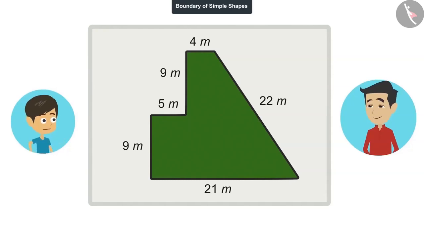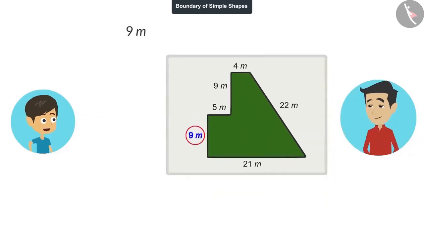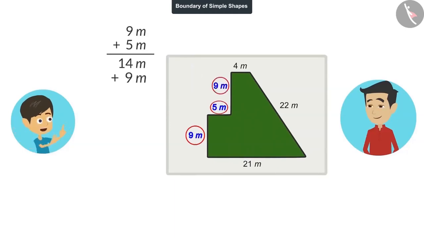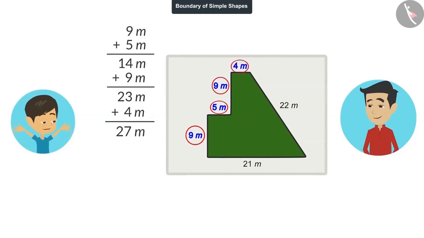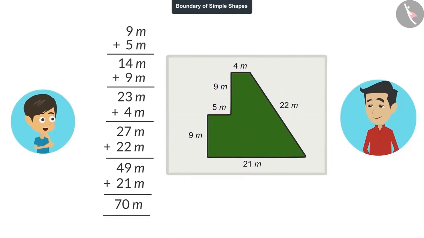Okay. This farm has 6 sides. By adding all these, I can find the length of the field's boundary. Yes. Tell me, what will be the length of the boundary? 9 meters added to 5 meters is 14 meters. 14 meters added to 9 meters is 23 meters. 4 meters added to 23 meters is 27 meters. 27 meters added to 22 meters will be 49 meters. If we add 21 meters to 49, the answer will be 70 meters. That means the length of our farm's boundary is 70 meters.